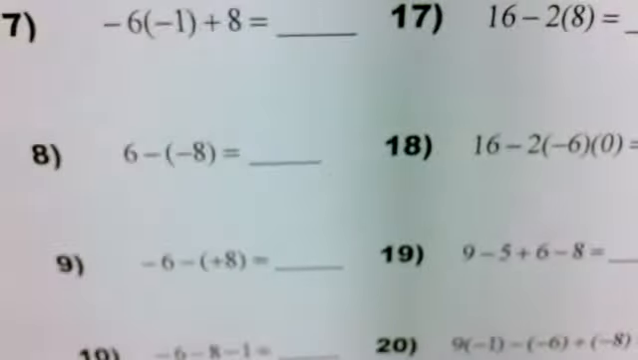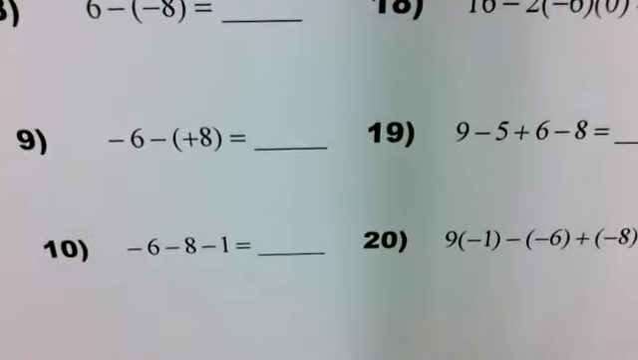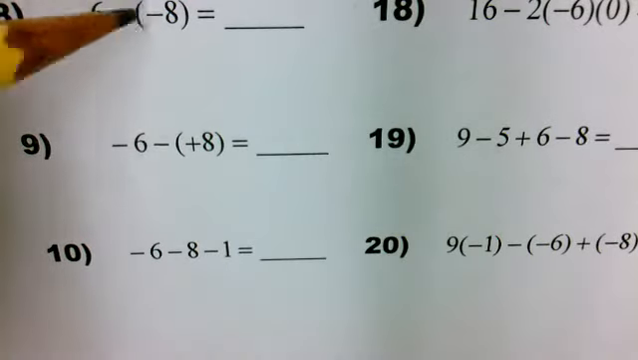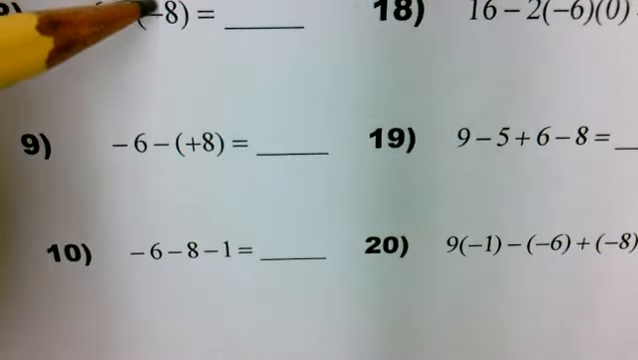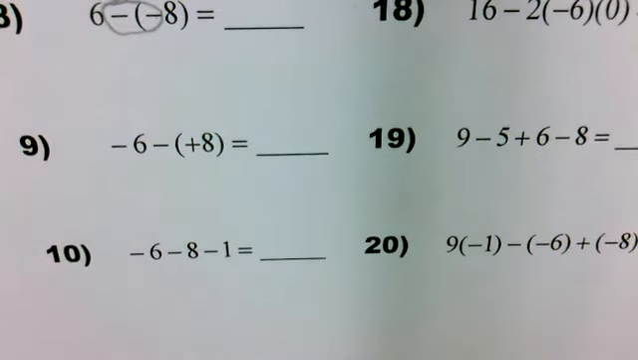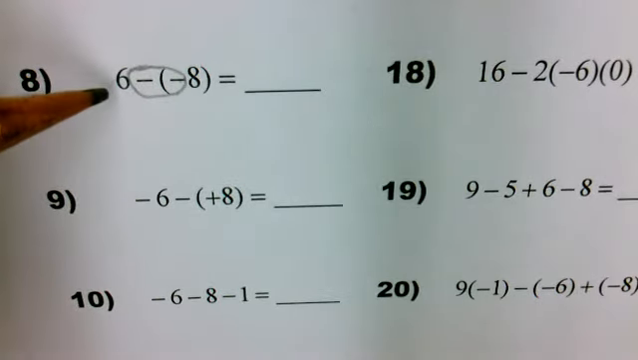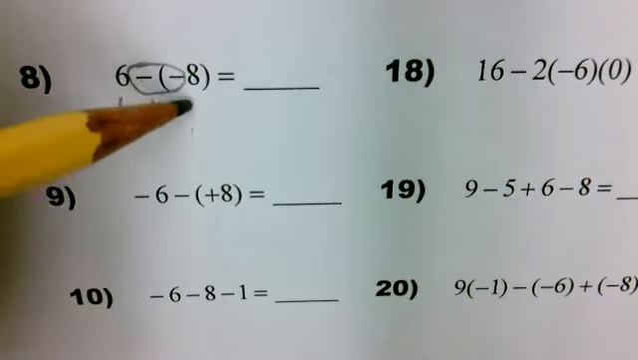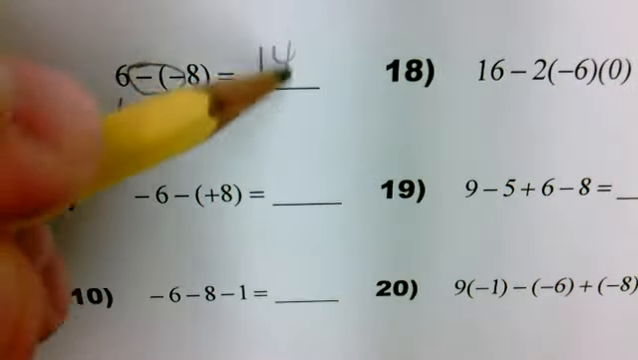Okay, let's look a little bit further down at some of these questions here. If I have two signs next to each other, like this negative and this negative, I use the double sign rule. Double sign rule. So if I have 6 and a negative times a negative is a positive, that's 6 plus 8, and then I get 14.